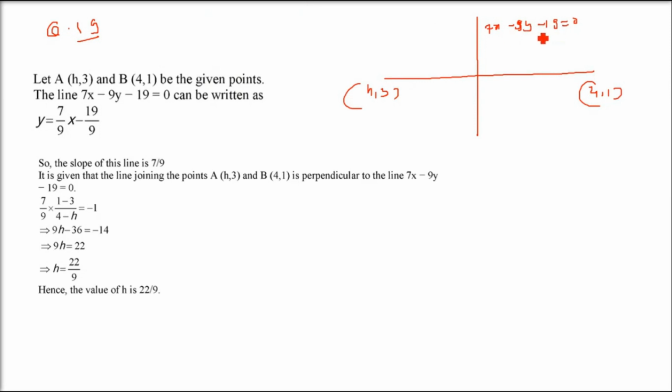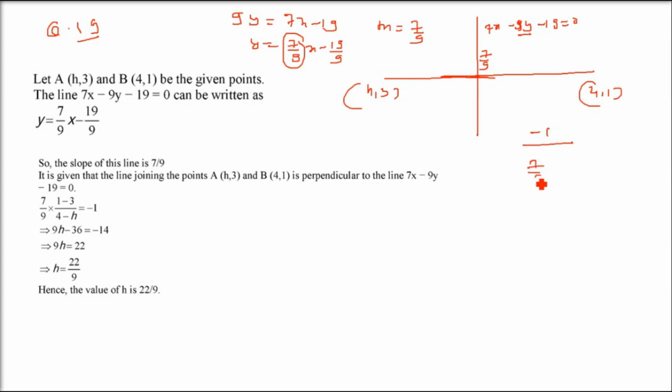Let me write this in the y equals mx plus c form. 9y equals 7x minus 19. Divide both sides by 9. You get y equals 7 by 9 x minus 19 by 9. So m is 7 by 9. When m is 7 by 9 for this line, what will be the m of the perpendicular line? It will be minus 1 by 7 by 9, so the slope will be minus 9 by 7.